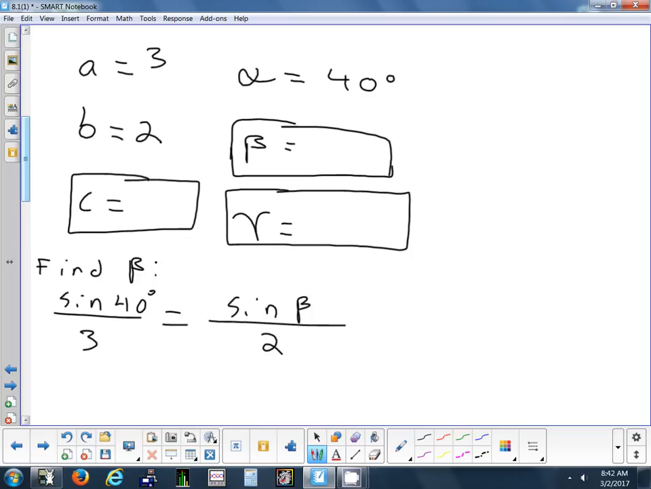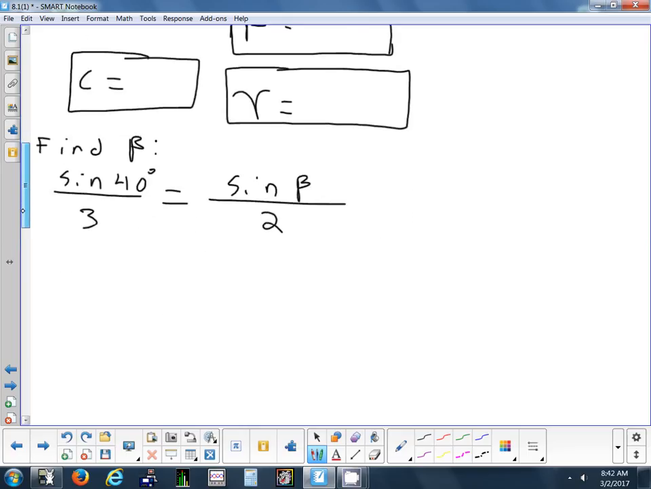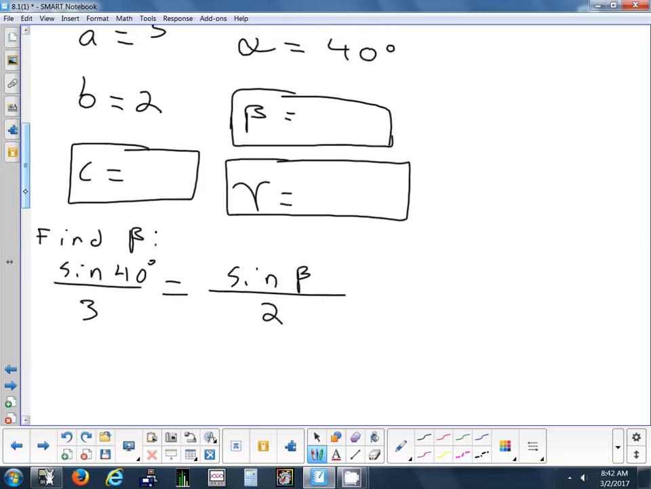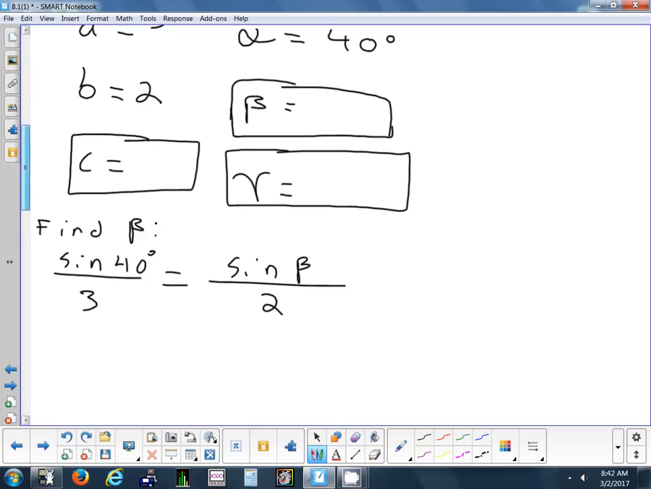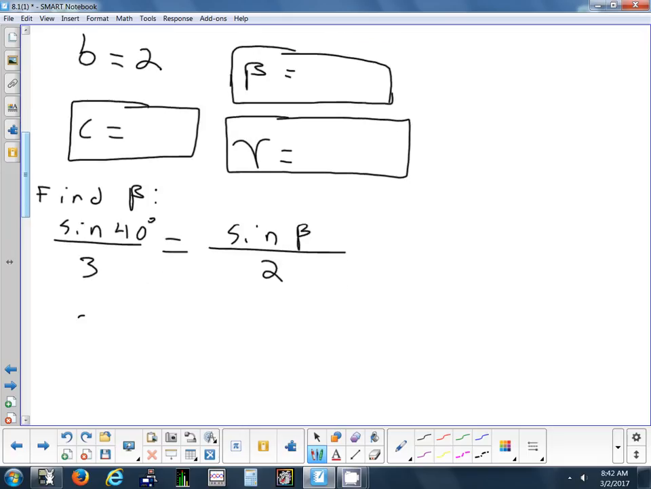Before we even solve it, what's different about this proportion? Something different here than the last 2 problems. Yeah, we're missing beta. And what is beta? It's an angle. Okay, we're solving for an angle. We've never had to do that. So we'll start out by cross multiplying. 2 sine 40 equals 3 sine beta.